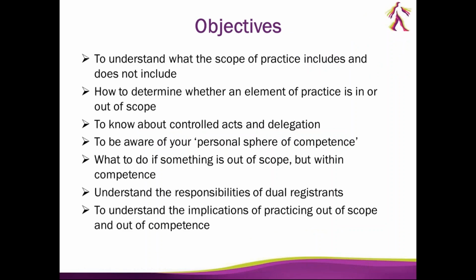So we've got some objectives that we want to accomplish by the end of this webinar, and you can see them all there. It's to understand what the scope is, how to determine whether something's in scope or out of scope, to know about the controlled acts and delegation, to be aware and to be able to assess your personal sphere of competence, what to do if something is out of scope but within your competence, to understand the responsibilities of dual registrants, and then finally to understand the implications of practicing out of scope.